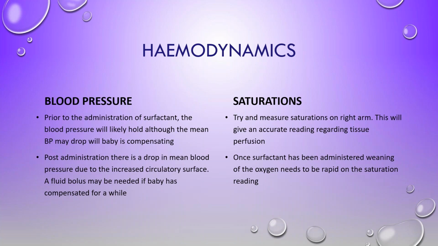Saturations: try and measure the saturations on the right arm. Remember we said that talks about preductal, and it gives us a better idea of perfusion to the organs and therefore tissue perfusion. Once surfactant has been administered, weaning of the oxygen may need to be rapid because that lung is opening up. Don't leave that saturation level sitting at 100.